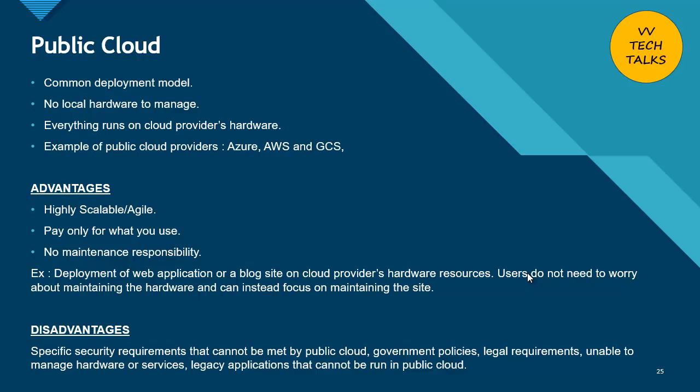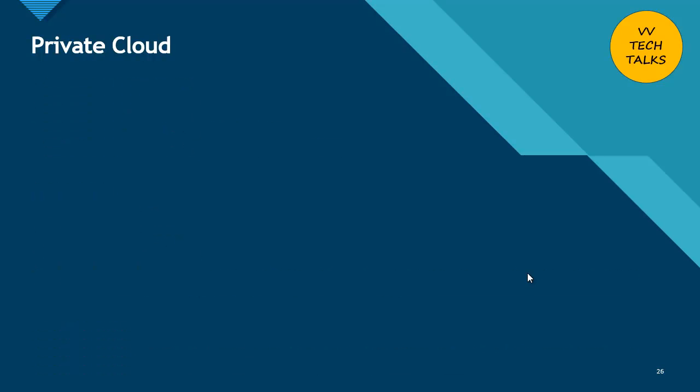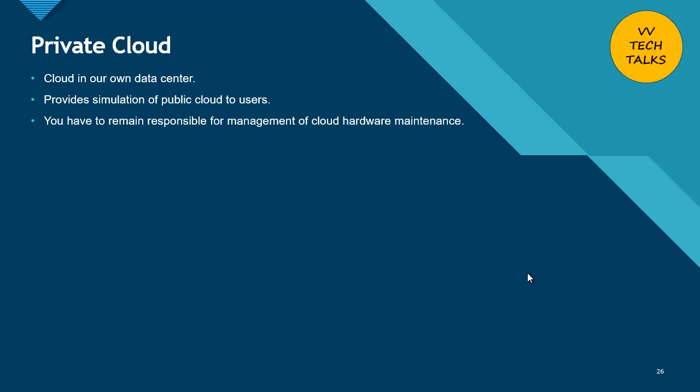The second type of cloud is the private cloud, where we are managing our own infrastructure for the cloud. Ideally we can use VMware to create our own cloud infrastructure. That can be a private cloud infrastructure. So let's see what's under that. If we are managing a cloud in our own data center, that is referred to as the private cloud, and basically it provides a simulation of public cloud to the users.